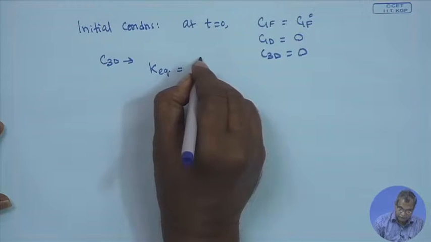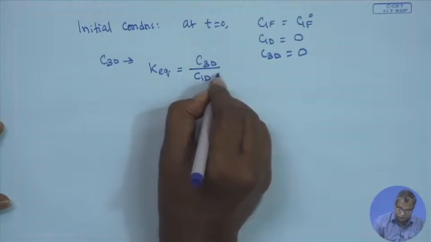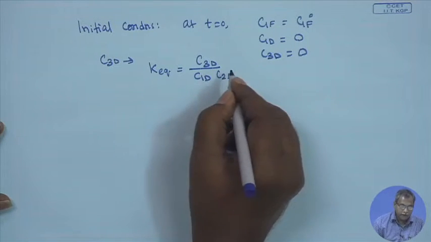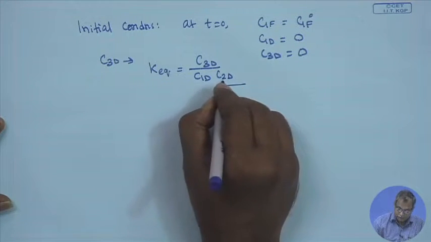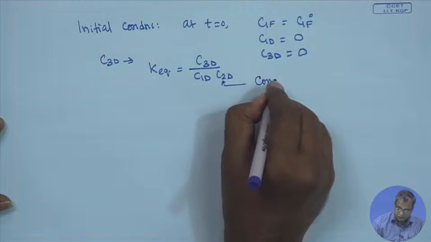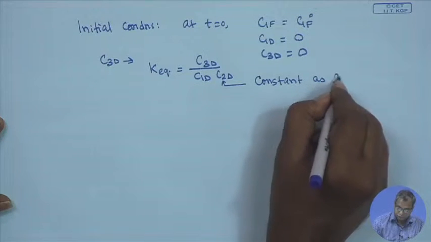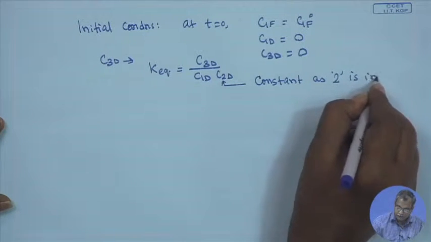Now, C3d can be obtained by the equilibrium relationship, because it is an equilibrium governed reaction. So, K equilibrium is equal to C3d divided by C1d times C2d, where C2d is constant, because 2 is the sulfuric acid, and it is constant because it is in excess.